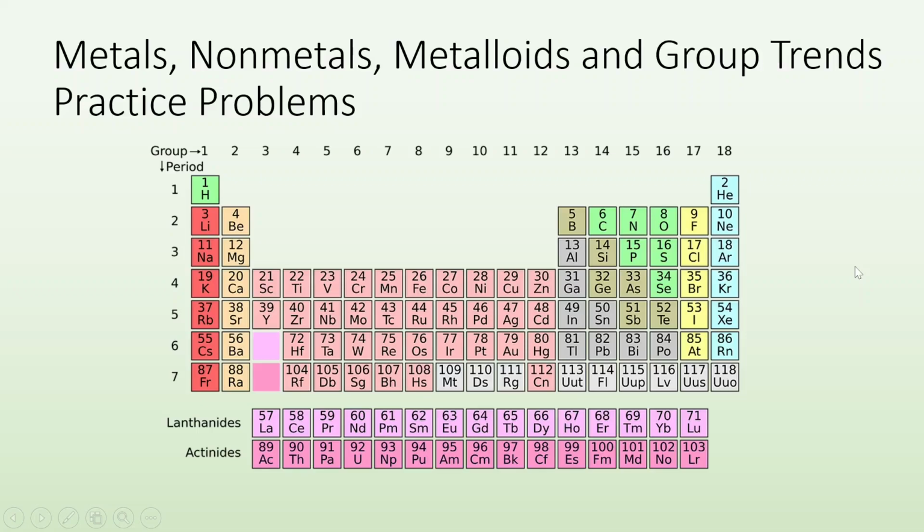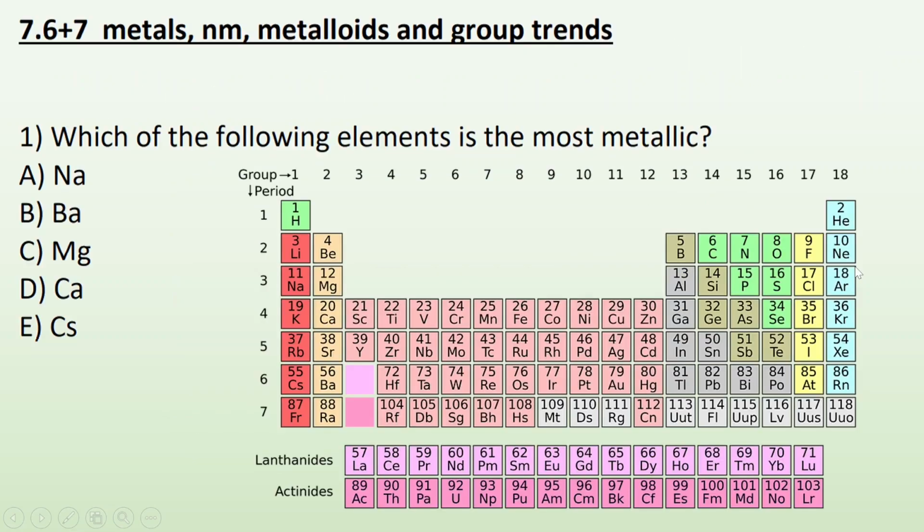Mr. Donahue here again. This time we're going to take a look at some practice problems for metals, nonmetals, metalloids, and group trends. All right, so question number one, which of the following elements is the most metallic?